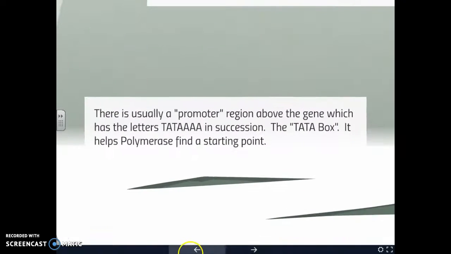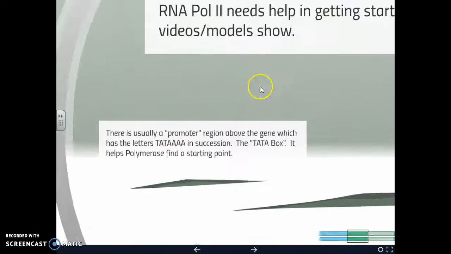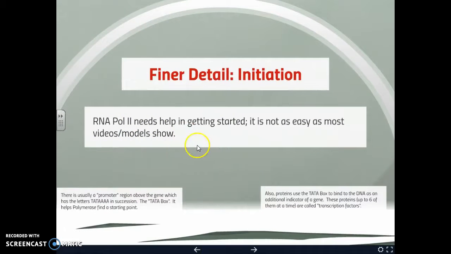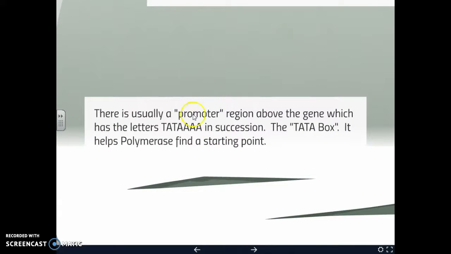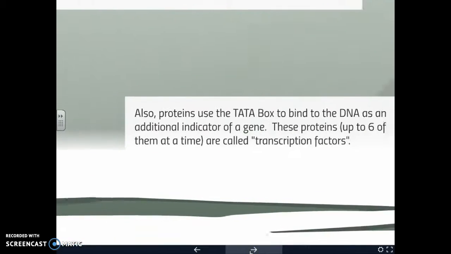RNA Pol 2 needs some help in getting started. It's not as easy as most of these things show. Usually it's promoter region, where that bendy little thing that came down, that usually is the TATA box. It's called TATAAA in succession. It helps polymerase find a starting point. So keep that in mind. Promoter regions, TATA box are important terms here.